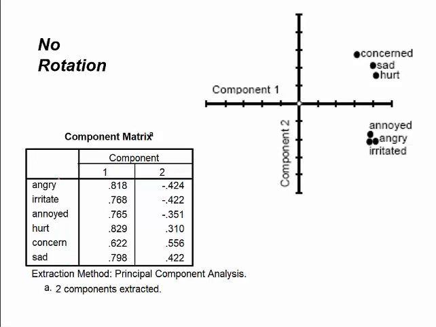So one item was asking about, during this conflict, how much did you feel angry? And another item asked about how much did you feel irritated and how much did you feel annoyed? And did you feel hurt? Did you feel concerned? And did you feel sad? So I have 6 emotion items asking about the feelings that people experienced during a conflict with a romantic partner.